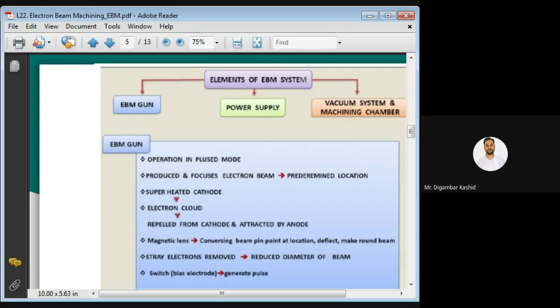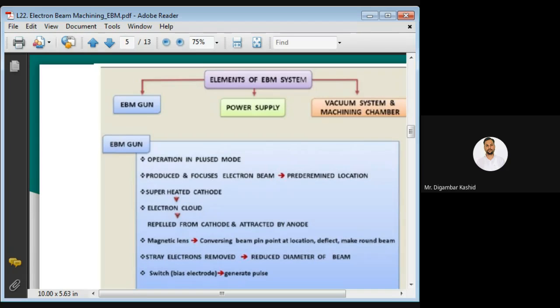These are the components of this magnetic lens. Also the stray electrons are removed by using your magnetic lens. They scatter to the side, होतात ना बाजूला, so that you can remove them, and the diameter of the beam is further reduced with the help of our magnetic lens.